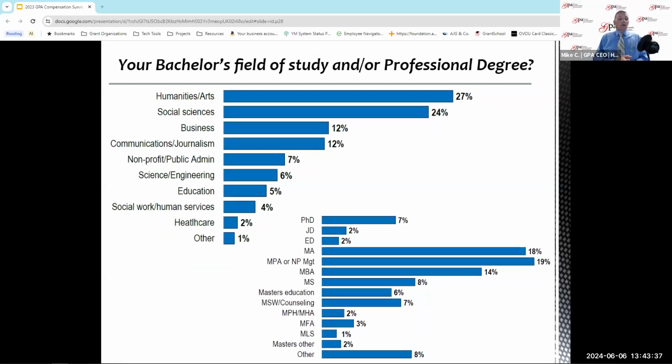The vast majority, in terms of where people come from and what they studied, you can see are in humanities and the arts, and social sciences are the two largest categories. Fewer report holding degrees in business or communication and journalism, while nonprofit or public administration, science and engineering, and education are even less common. And so we continue to monitor this trend to see if there's anything that we can do to identify trends in that area as well.